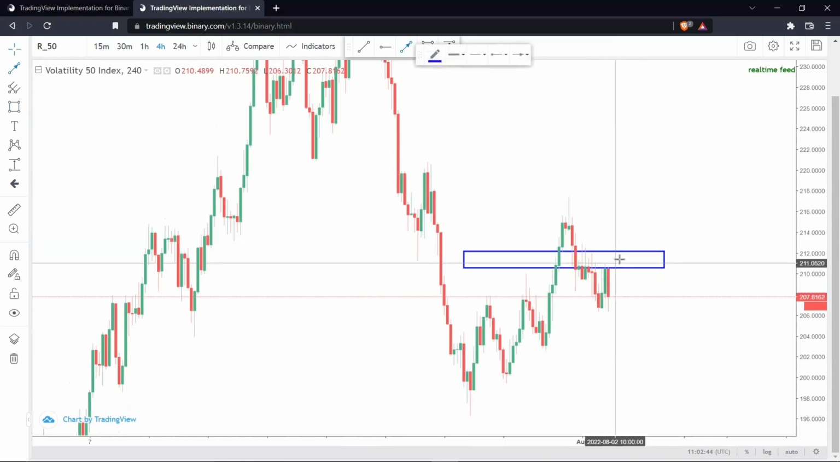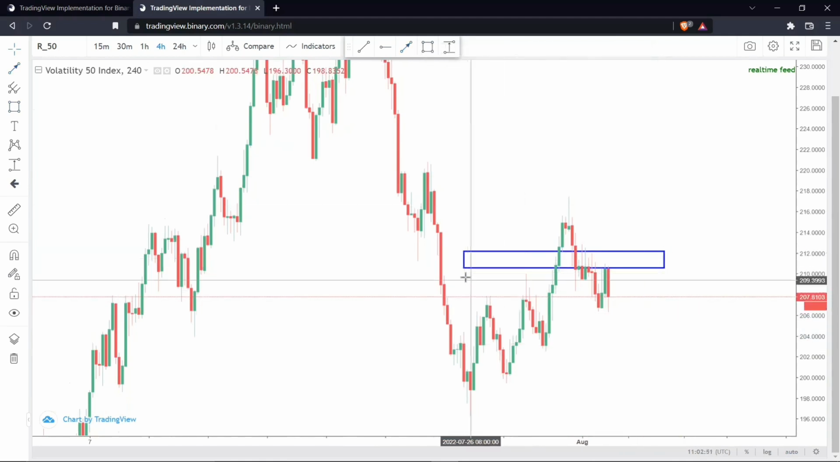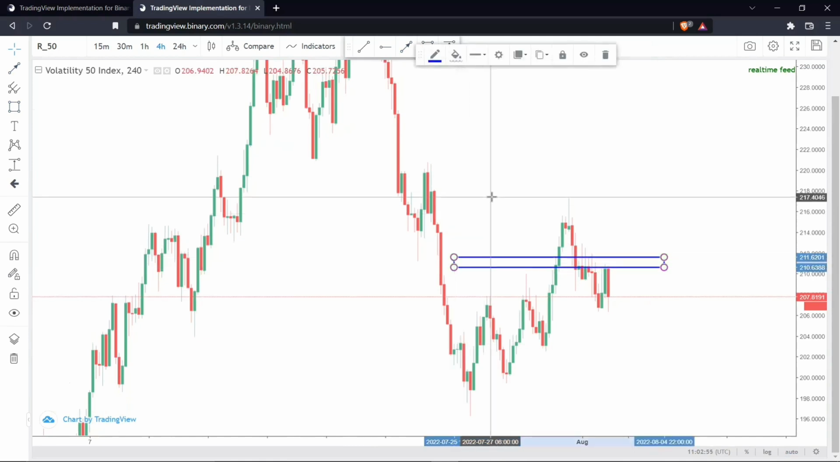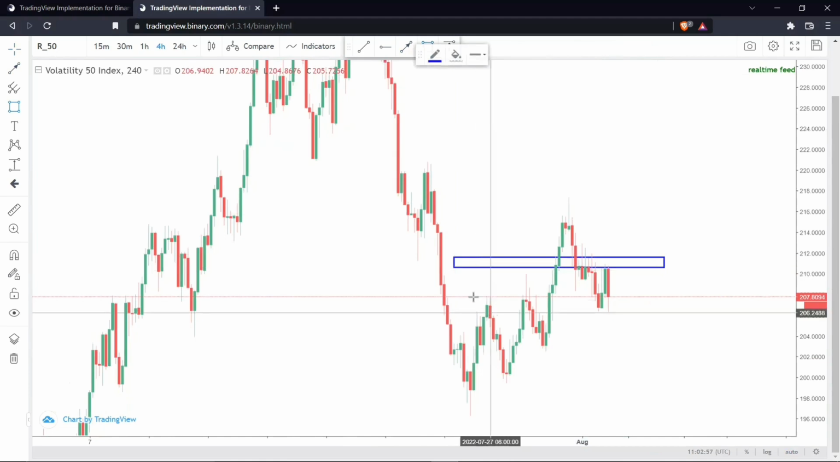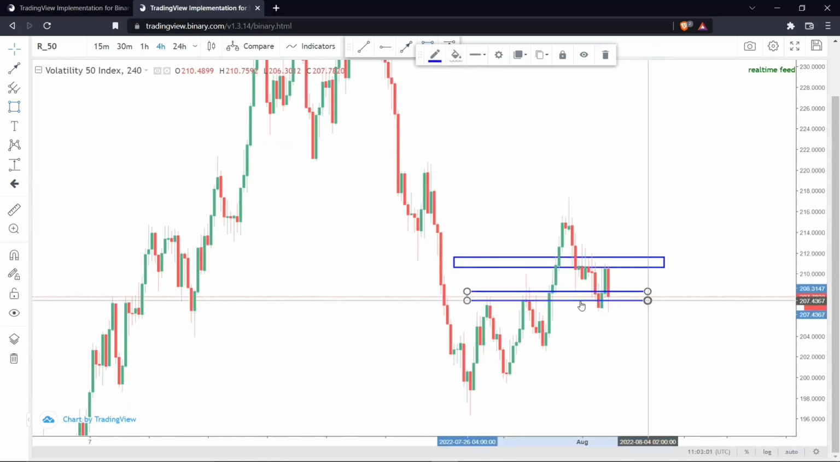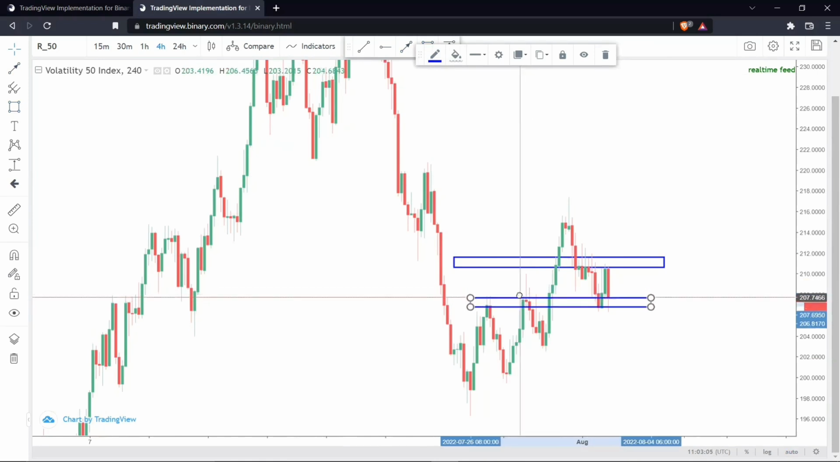Not that I'm looking for sell entries, guys and girls. It's just where the price is respecting. I'm not going to mark my low. Looking at how the structure has moved, I can see the majority of weak rejections have been in and around these levels right here.